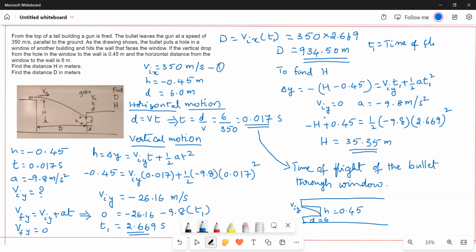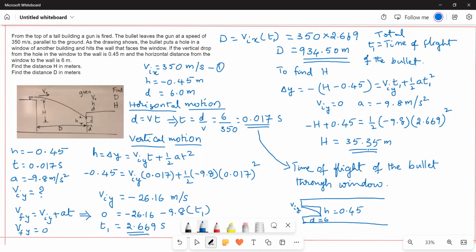Now Viy is equal to 0 because, as I told you, initially the y component velocity of the bullet is 0. It only has x component velocity. It is projected with the x component velocity, not with the y component velocity. And acceleration is equal to minus 9.8 meters per second squared. When I plug in the values, I get h as 35.35 meters. So this is the answer for the question.